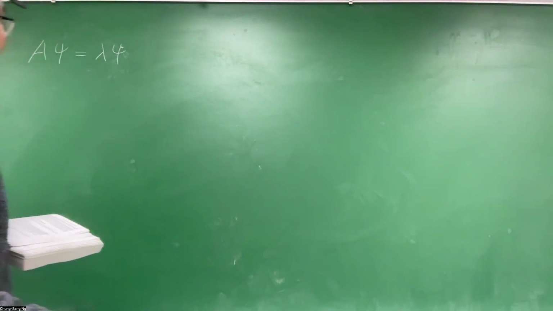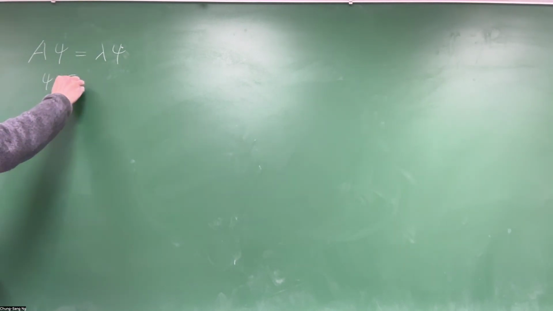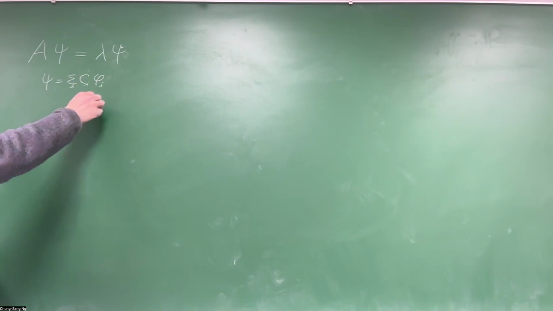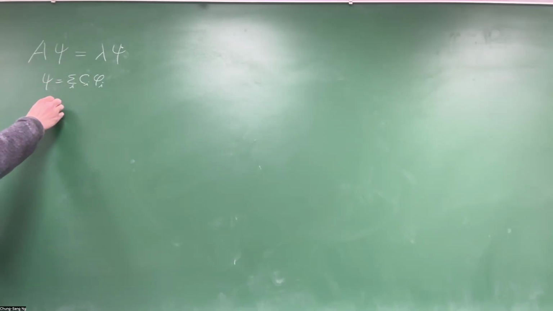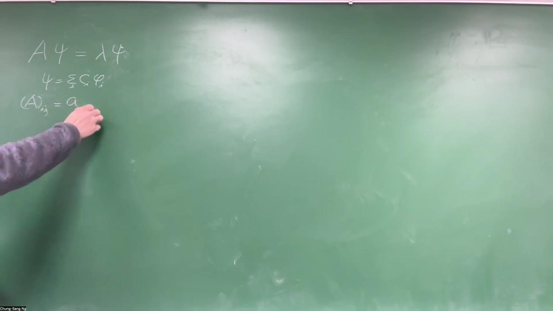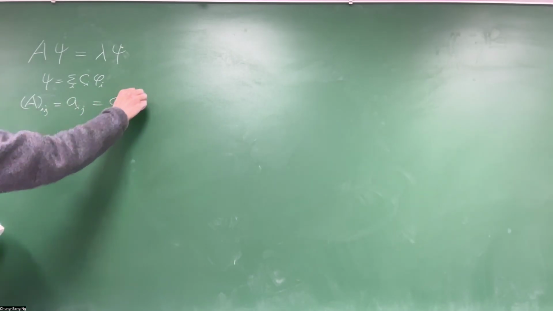But now, if you introduce a set of bases in this vector space, you can change that to a matrix problem. Say psi is given by the sum over i of c sub i times the basis vector i. And then A has matrix elements, let's say A sub ij, which is given by the bra i, A, ket j.